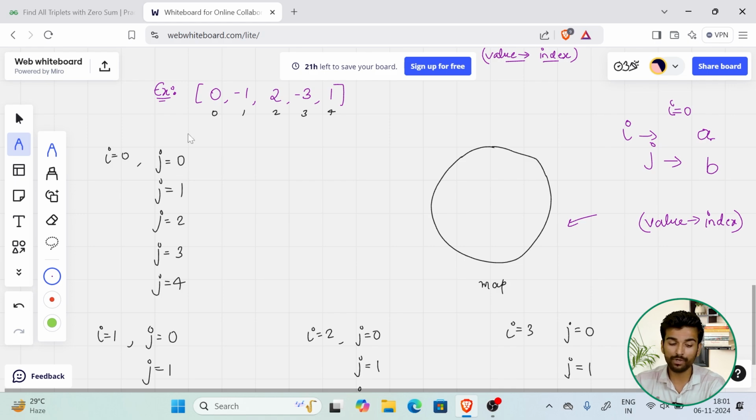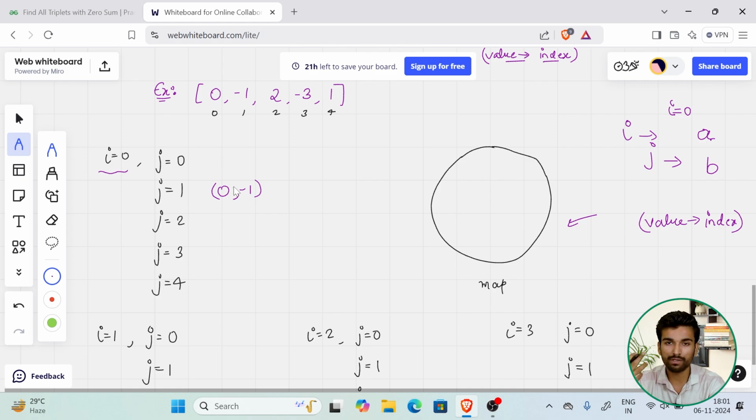Okay, so here we are going to ignore this because i and j are similar, so we are not going to take j is equals to 0 here. So we will be starting from j is equals to 1. So when i is equals to 0 and j is equals to 1, what are the values present at these indices? It is 0 and minus 1. Okay, so here we have got two values.